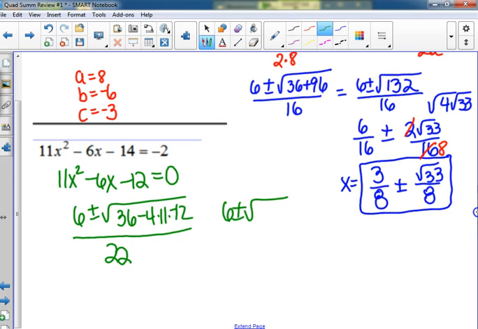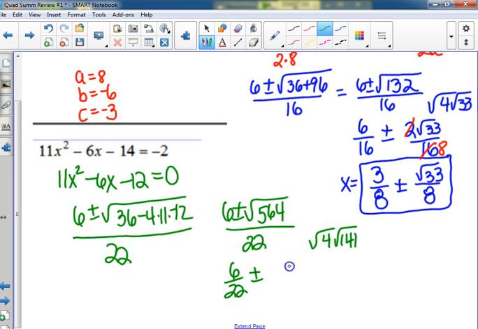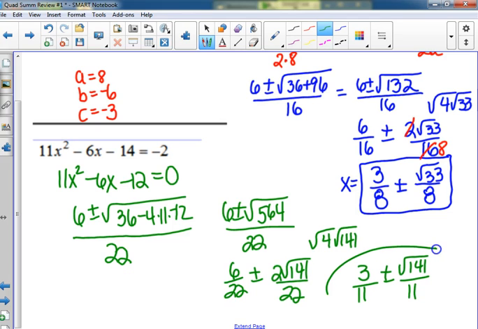5, what, guys? Okay, does 4 go into that? Does 16 go into that or not? 4 goes in how many times? One more time. So we get 3 11ths plus or minus the square root of 141 over 11.